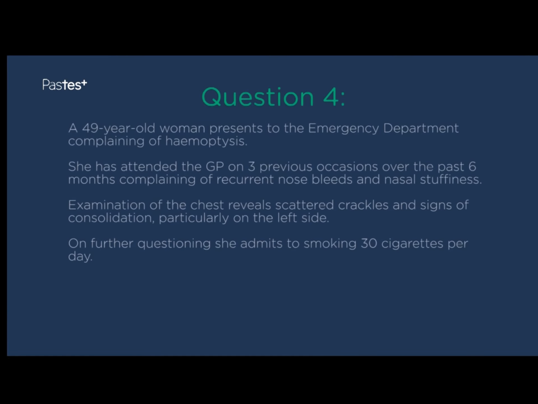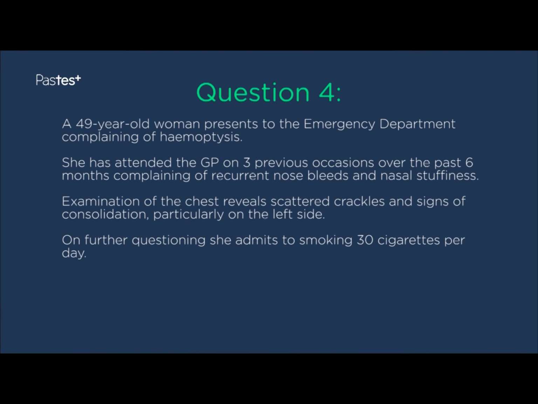In our fourth question, we are considering a 49-year-old woman presenting to the emergency department complaining of hemoptysis. She's attended her GP on 3 previous occasions over the last 6 months, complaining of recurrent nosebleeds and nasal stuffiness. Examination of the chest reveals scattered crackles and signs of consolidation, particularly on the left-hand side. On further questioning, she admits to smoking 30 cigarettes daily.